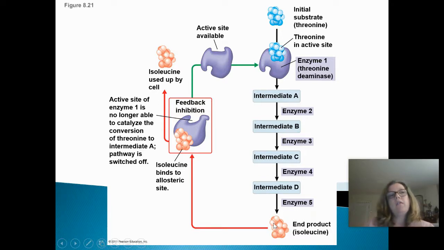But once you get enough isoleucine building up inside of cells, you don't need to keep making it. And so that isoleucine can bind to an allosteric site on this particular enzyme. And when it's bound, notice it inhibits the enzyme. When isoleucine is in short supply, this isoleucine gets pulled off and used, and then that activates the enzyme, which triggers this metabolic pathway to continue. Okay, so you can actually get that happening an awful lot in these metabolic pathways that involve enzymes.